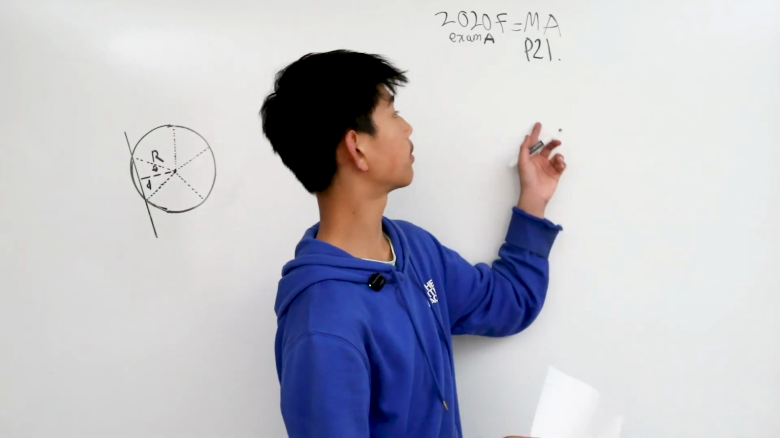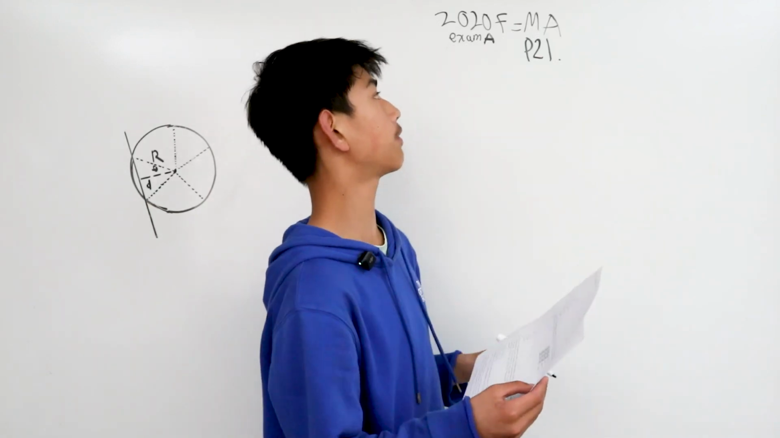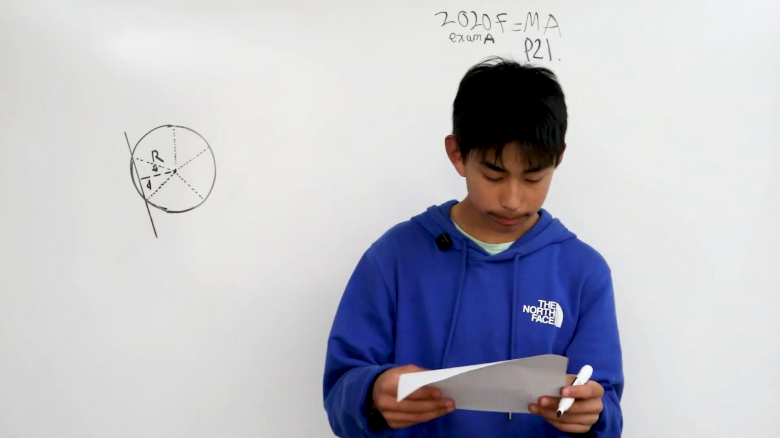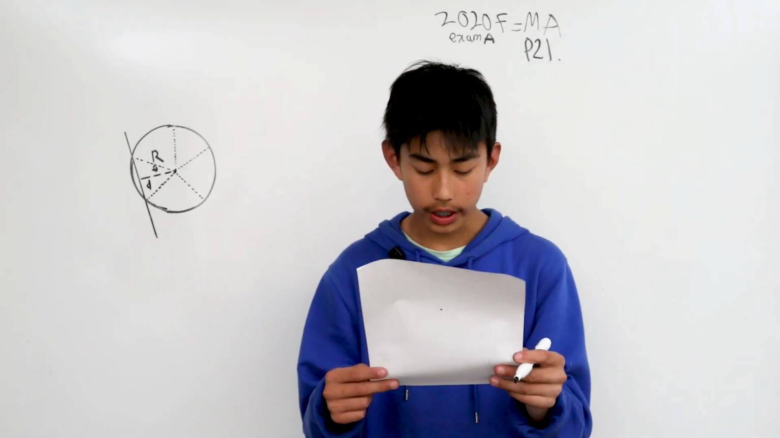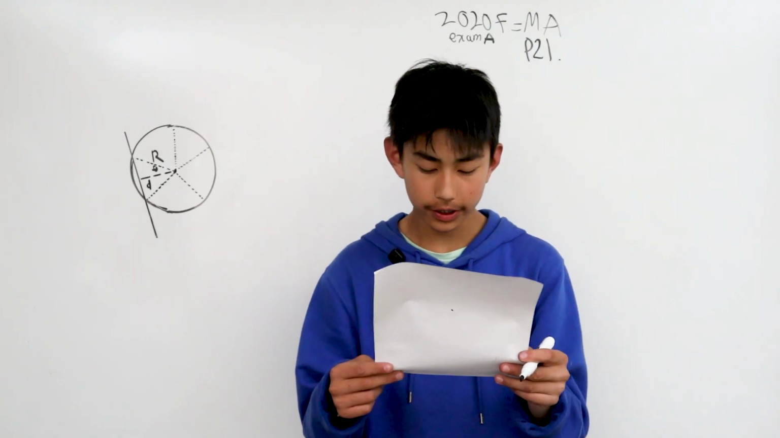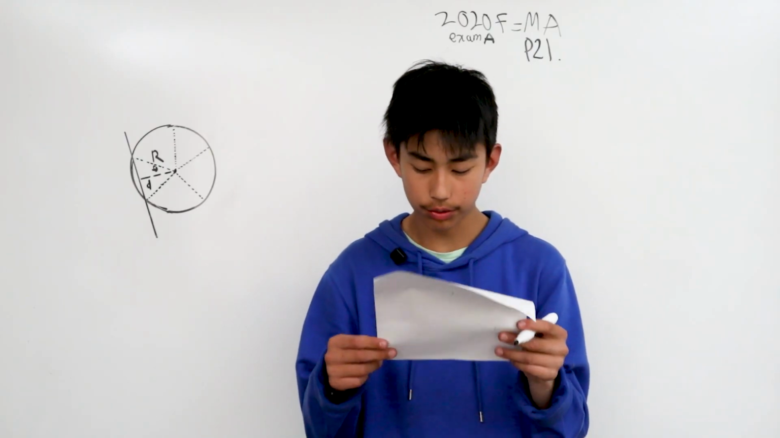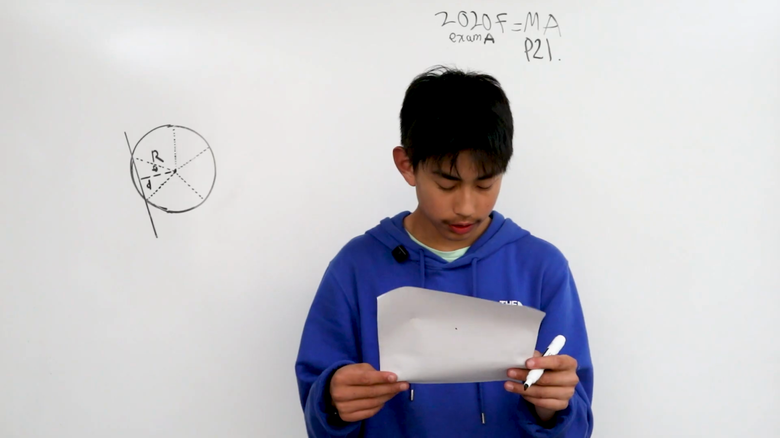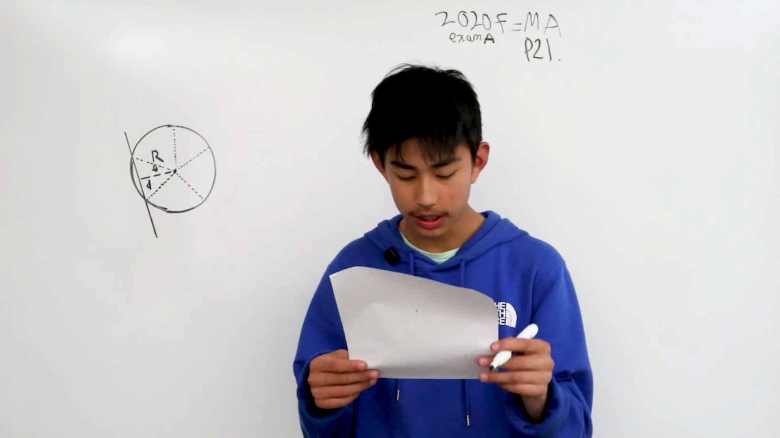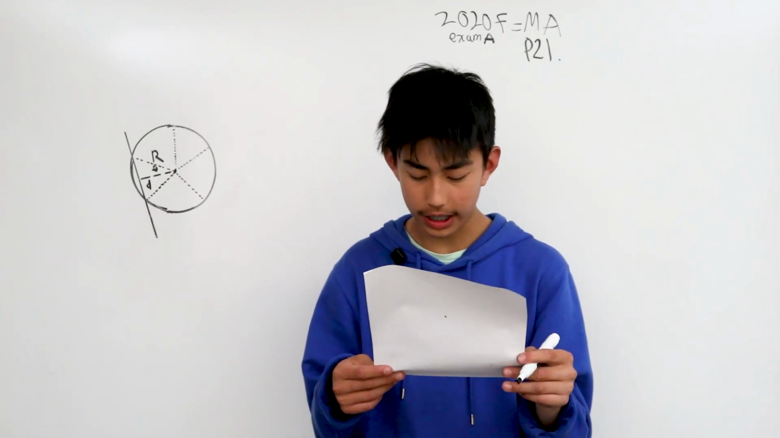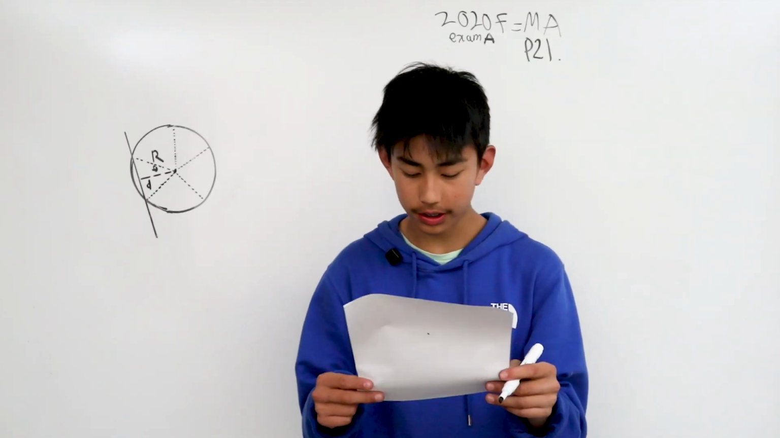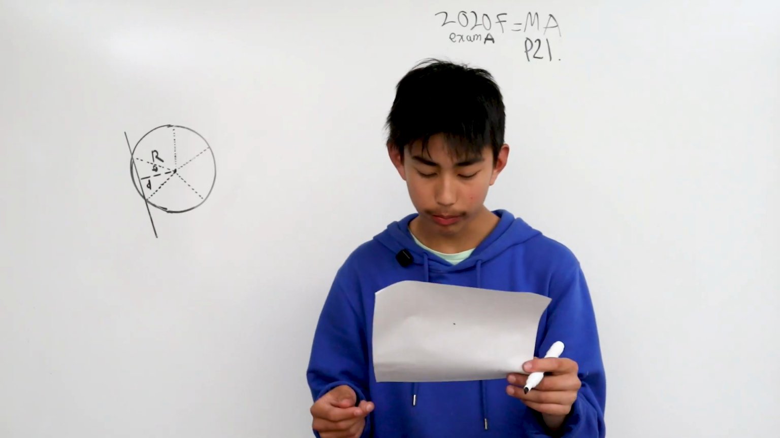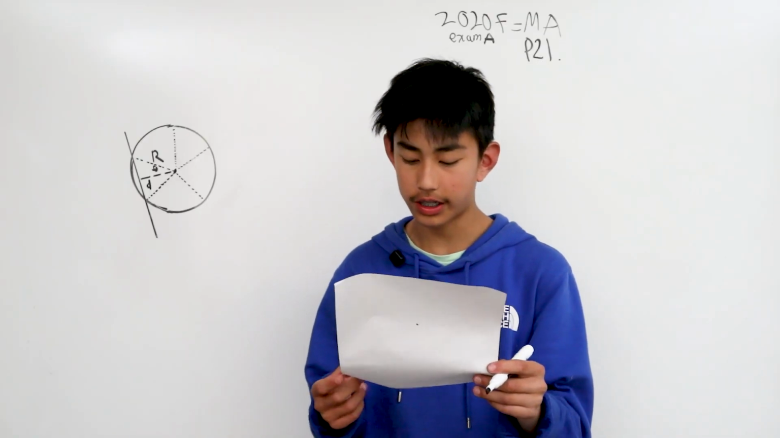We're solving problem 21 from the 2020 F equals MA exam A. A circular table has radius r and n greater than two equally spaced legs of length h attached to its perimeter. Suppose the table has a uniform mass density with total mass m and neglect the mass of the legs. Assuming the table does not slip, we want to find the minimum horizontal force needed to tip over the table.